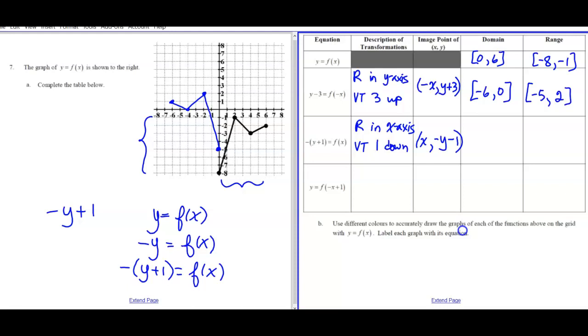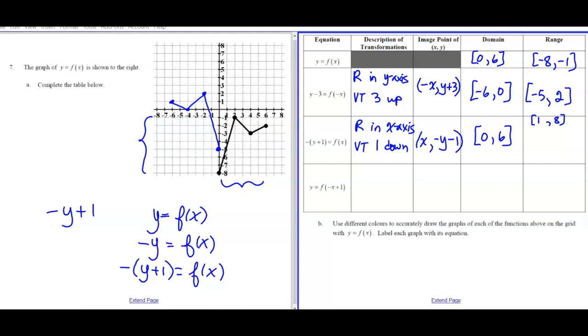Okay, so nothing's been done to the x's, so this is going to stay at 0, 6. And you want to do these in steps? Then, first of all, reflection in the x-axis would change that range, which is from negative 8 to negative 1. If we reflect in the x-axis, those signs are going to change, right? It's going to become 1 to 8. Cut and paste so you don't have to listen and do that.